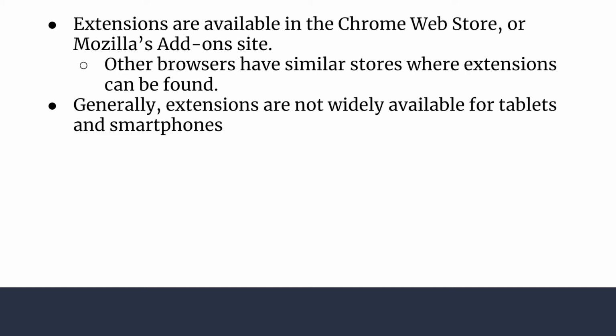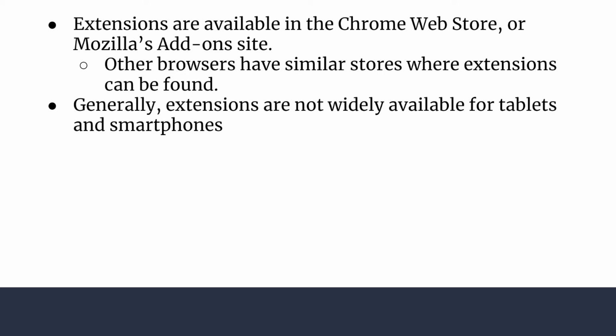And so you may be thinking, okay, this sounds great. Where can I look for browser extensions? Browser extensions are available in the Chrome Web Store. Mozilla has an add-ons kind of store. The other internet browsers have their own extension stores, so look for those. You'll definitely want to get them from the store for the internet browser if you're thinking of using an extension, to be safe. And generally, extensions are not available for tablets and smartphones.